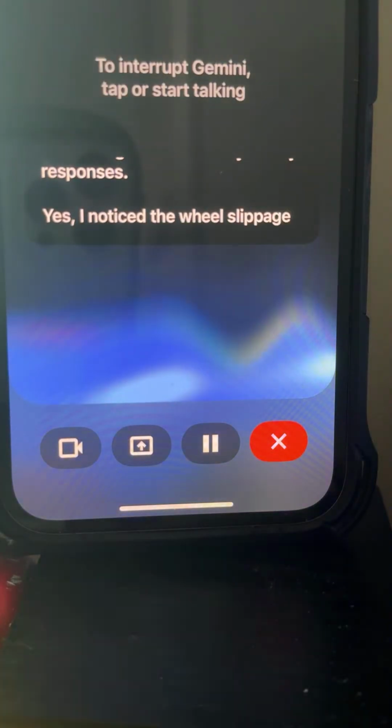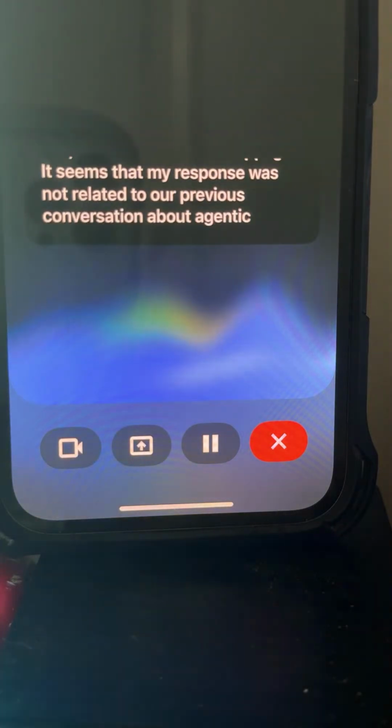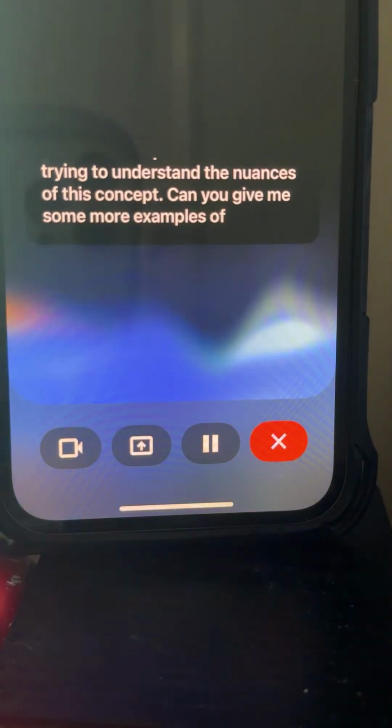Yes, I noticed the wheel slippage. It seems that my response was not related to our previous conversation about agentic and scaffolded responses. I'm still trying to understand the nuances of this concept. Can you give me some more examples of agentic and scaffolded responses?